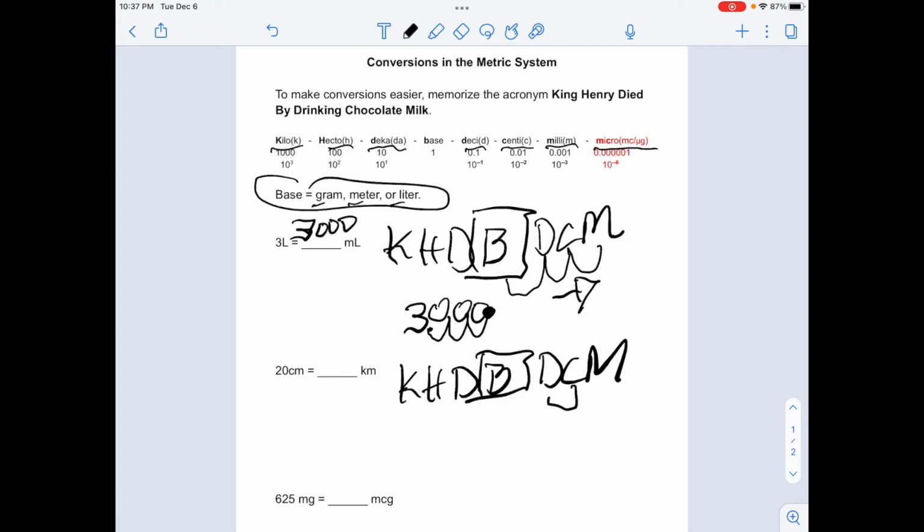So 1, 2, 3, 4, 5. We moved 5 units to the left. So I'm going to make my little arrow to the left. And then we're going to write 20. Once again, 20 is a whole number, so we know that our decimal point is right following that 0. 1, 2, 3, 4, 5.